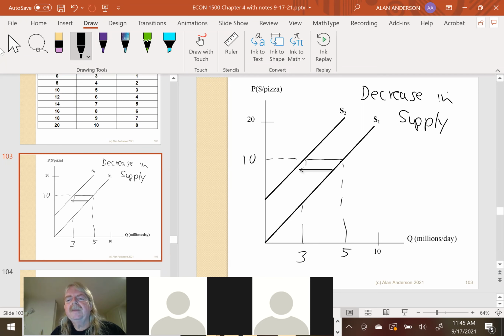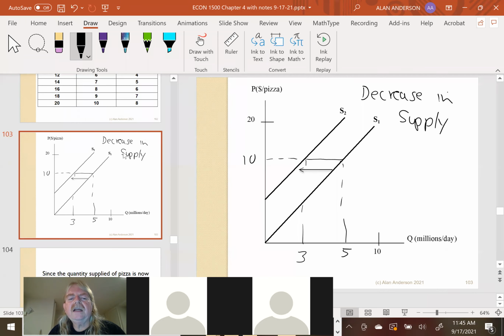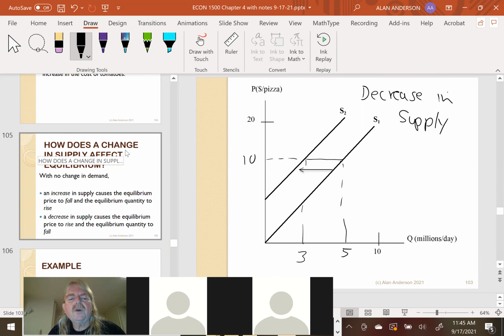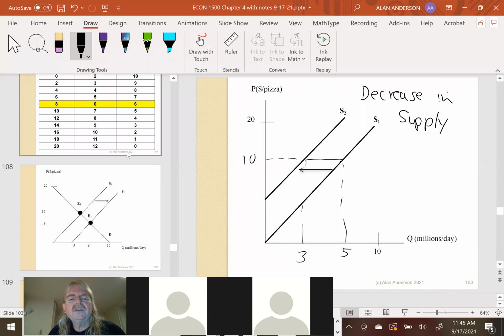Very good. Well, we covered a lot here, but we still have to consider what happens to the equilibrium price and quantity when there is a change in supply. Okay, that's the last part of this. And so again, if you're not sure, you can just draw the picture. Let me show you what this looks like.